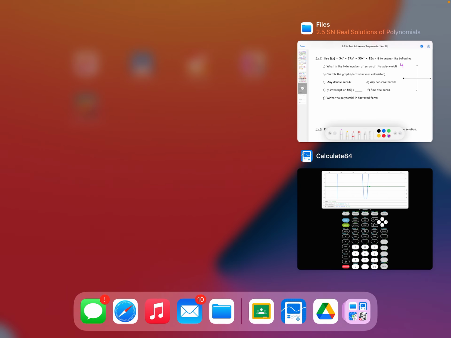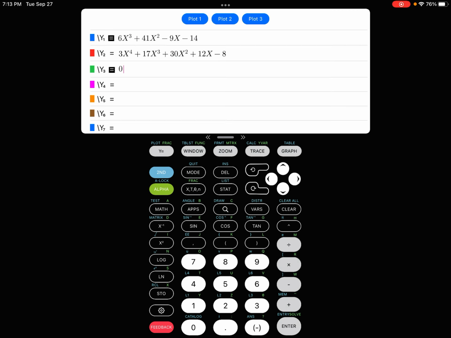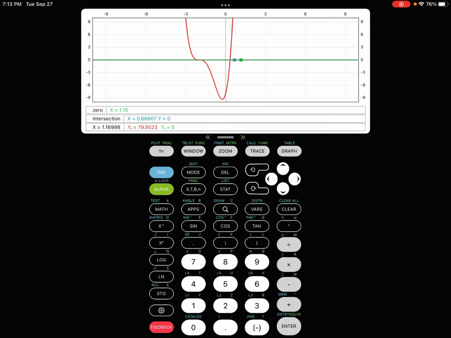Now, we want to look at this graph and sketch it. Again, mine's going to be a little bit different than yours. Y equals, I'm going to turn this one off, turn this one back on. Typed that equation in. We're going to go to graph. And this looks a little different here.